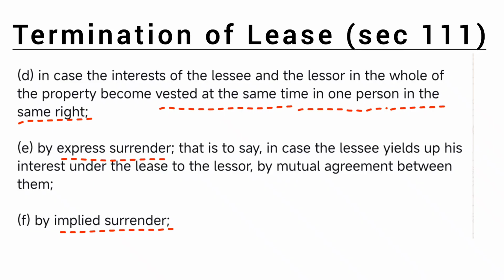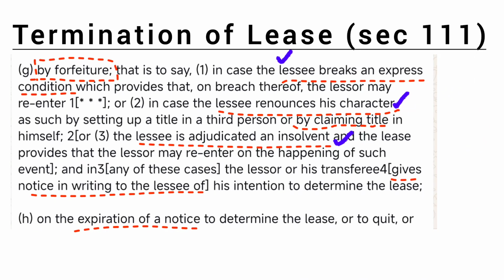Again, a lease can be terminated by way of forfeiture. Forfeiture can be done in three ways. First, if the lessee breaches any kind of express conditions mentioned in the lease deed, or the lessee is renouncing his character and claiming that he is the owner of the property. Now, this is not legal. So, the lease actually gets terminated.